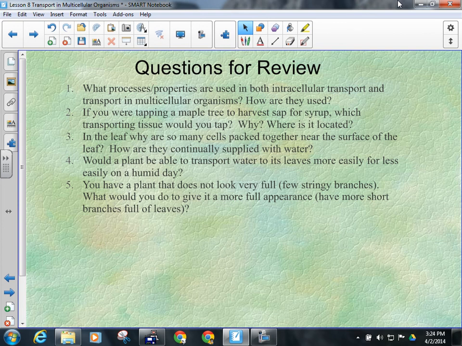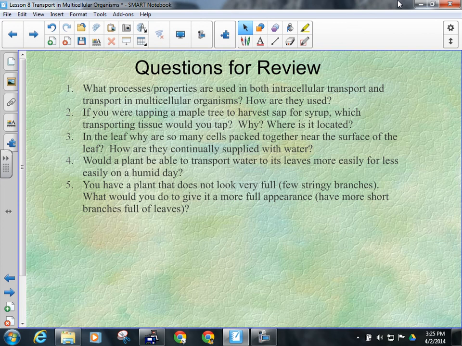For number four, would a plant be able to transport water to its leaves more easily or less easily on a humid day? Less easily. On a humid day, there's already a lot of water vapor in the air, which means by diffusion it's harder to get the water vapor out of the plant and into the air, because there's already lots of it there. If the air is saturated, 100% humidity, well then you're not moving very much water at all.